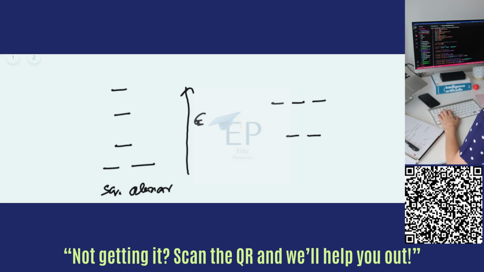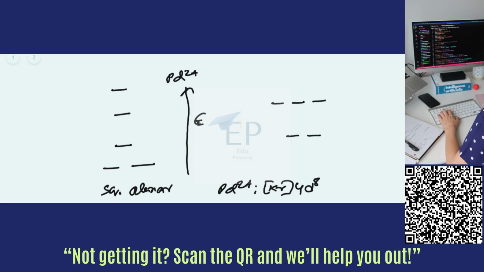So in this complex, we have Pd as our central metal atom or ion, Pd2+. We can write it here. Pd2+ has an electronic configuration of krypton and then 4d8.